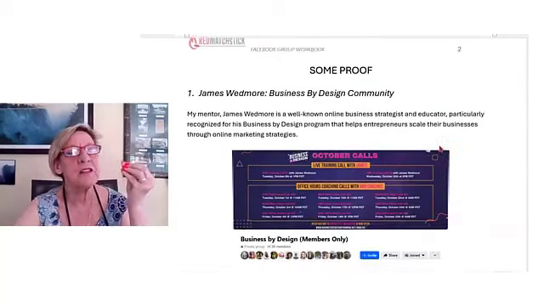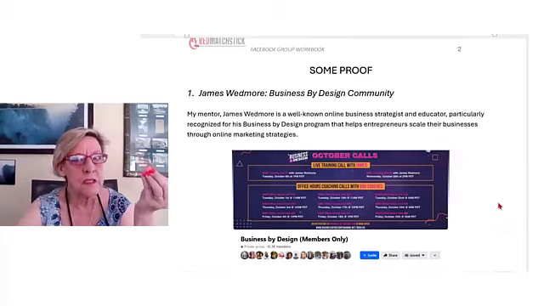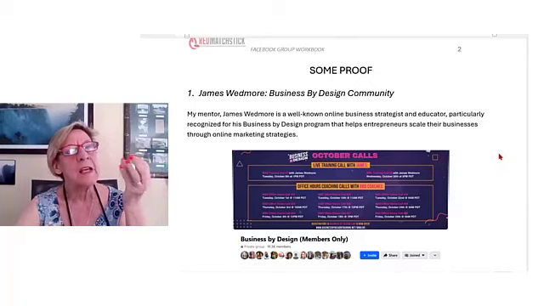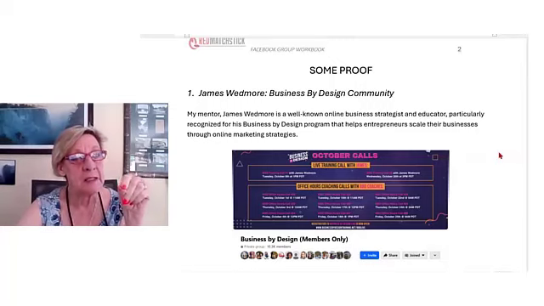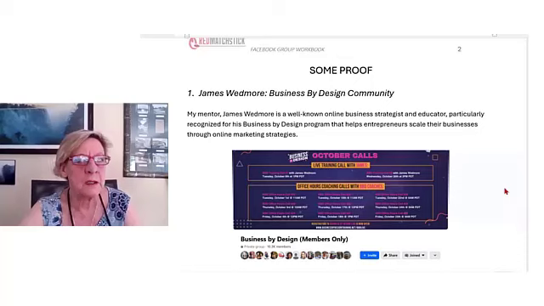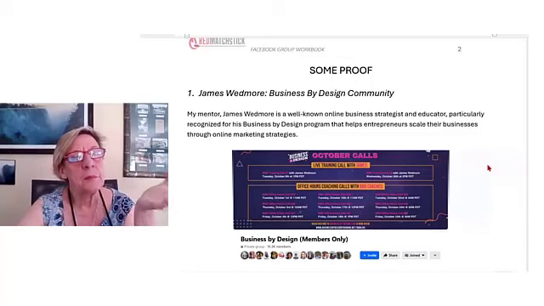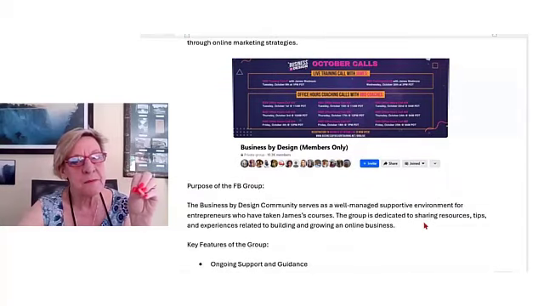So here's some proof. These are groups that I follow, very good groups to learn from. Some of them you can't join. For example, the first one I'm showing is members only. But the point I'm making here is I learn from these groups as well. So my business mentor is James Wedmore. I bought his program some years ago, I can't remember now. He is an online business strategist and coach, and he has this group to support his members.